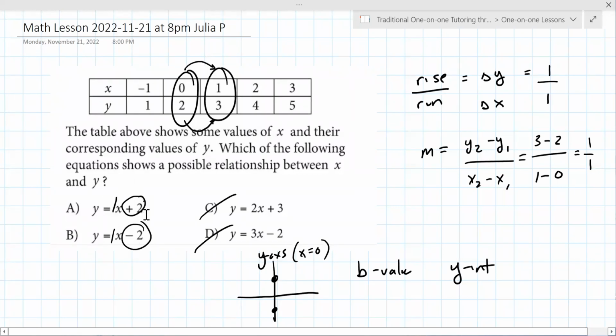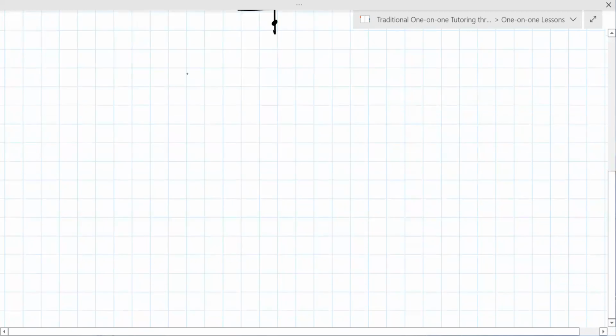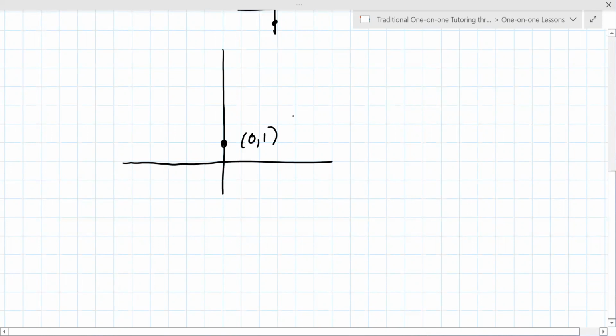I'm still kind of confused. Okay. So the y-axis, let me graph just something here with the y-axis. Let me graph a few points. This point right here is (0, 1). This point a little further up is (0, 3). And this point up here is (0, 5).